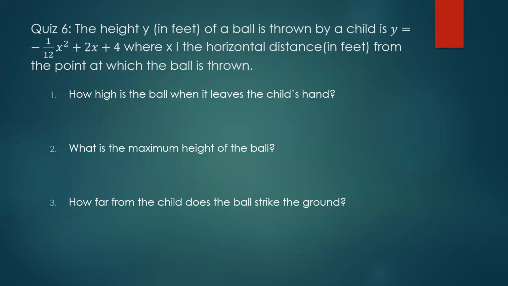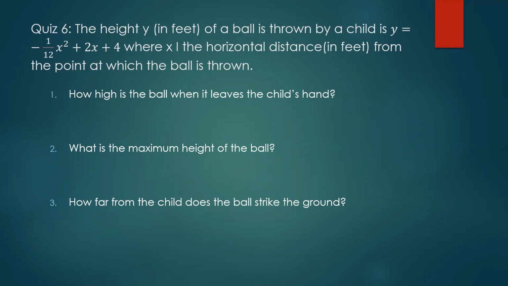Hello, I will go over quiz 6, which is our last quiz for quadratic functions. And this is an application word problem. In quiz 6, the height in feet of a ball thrown by a child is y equals negative 1/12 x squared plus 2x plus 4, where x is the horizontal distance in feet from the point at which the ball is thrown.